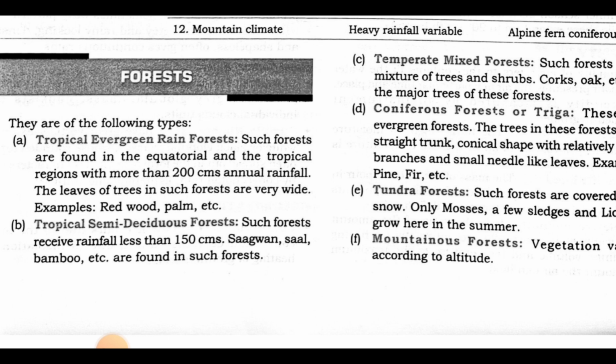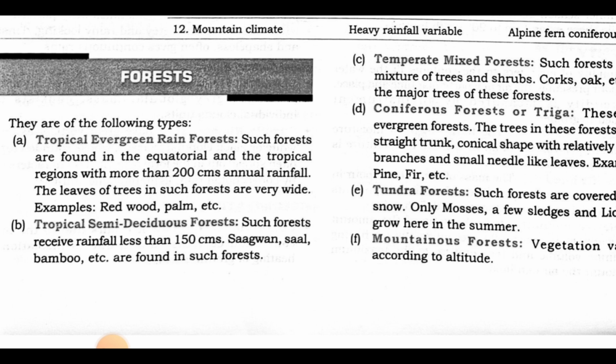Tropical semi-deciduous forests receive rainfall less than 150 centimeters. Teak, sal, bamboo, etc. are found in such forests. Temperate mixed forests. Such forests are a mixture of trees and shrubs. Cork, oak, etc. are the major trees of these forests.